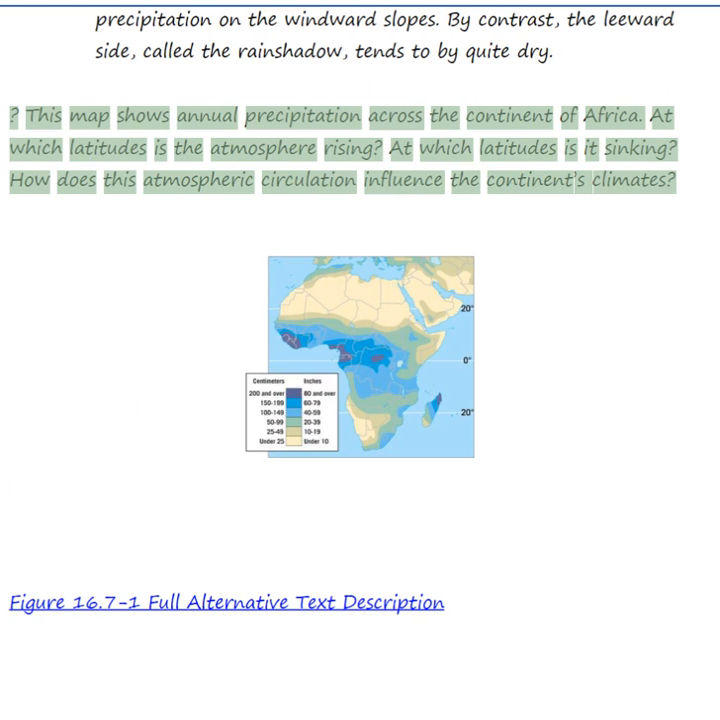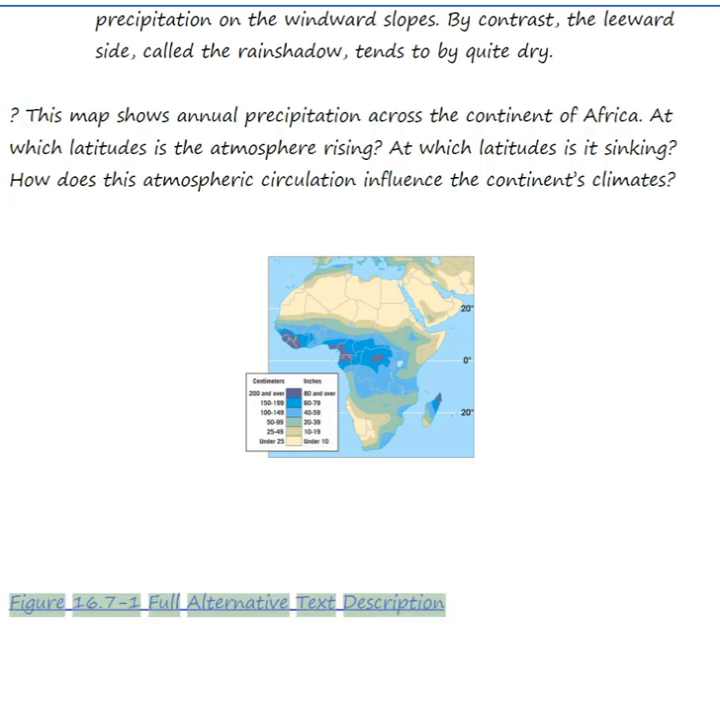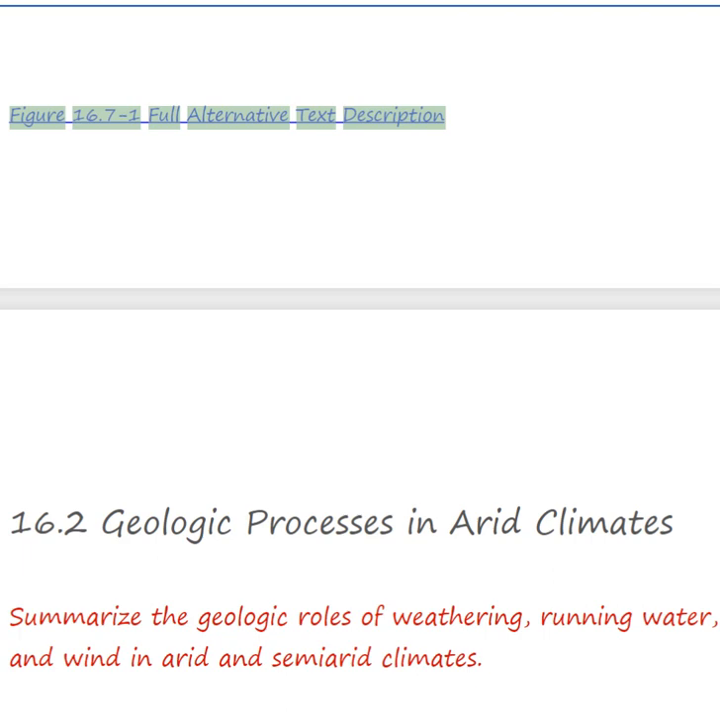This map shows annual precipitation across the continent of Africa. At which latitudes is the atmosphere rising? At which latitudes is it sinking? How does this atmospheric circulation influence the continent's climates? Figure 16.7-1 Full alternative text description.